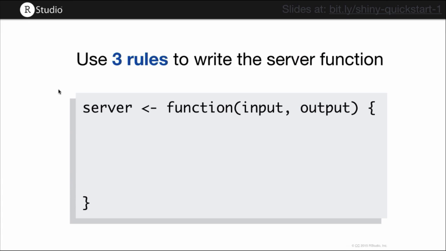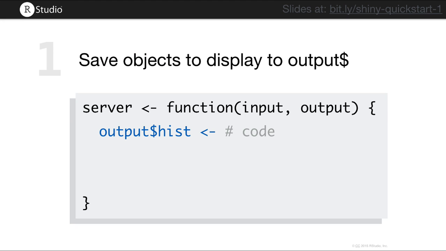And these are the rules. First, if you're building an output object, you need to save that output object to output$. So this is going to save, for example, an object to the hist element of the output list. An output here is just the second argument of the server function, output. Both input and output must appear in your server function as arguments, and they're both going to be list-like objects. So here we're just adding an element to the output list of hist.